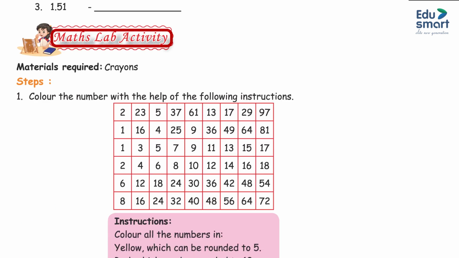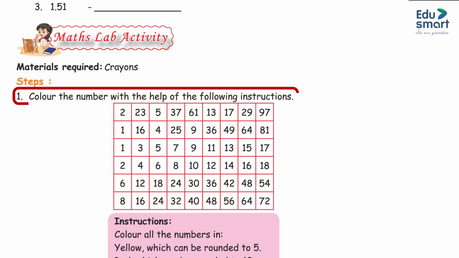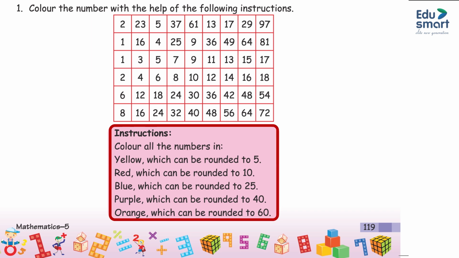Maths lab activity. Materials required: crayons. Steps: color the numbers with the help of the following instructions. Instruction: color all the numbers in yellow which can be rounded to 5, red which can be rounded to 10, blue which can be rounded to 25, purple which can be rounded to 40, orange which can be rounded to 60.